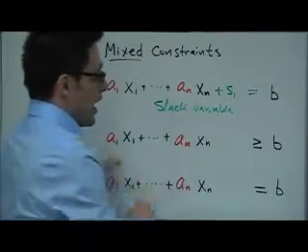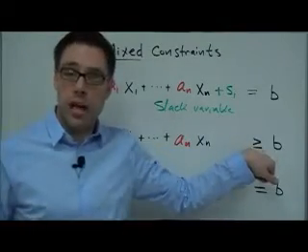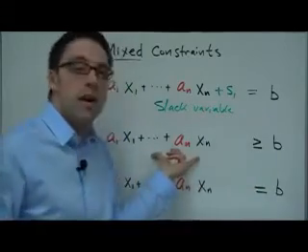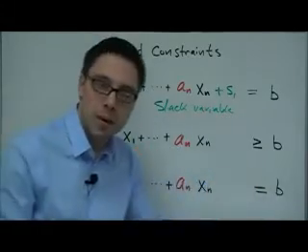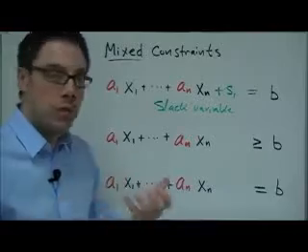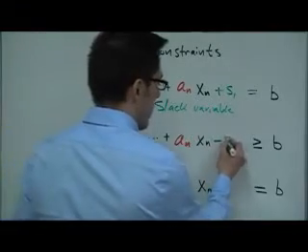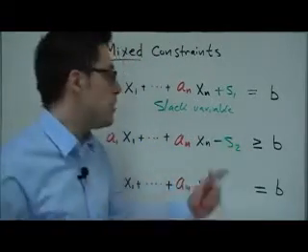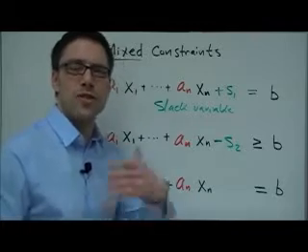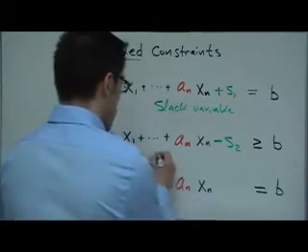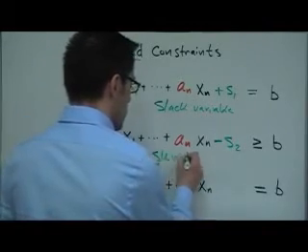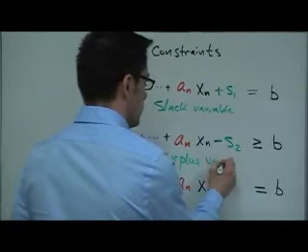For anything that has a bigger than or equal to sign, well, this thing's bigger than b, right? So I have to subtract something. This is called a surplus variable. So I subtract S2 maybe, just to keep track of the s's, S for surplus and slack, but this is a surplus variable.